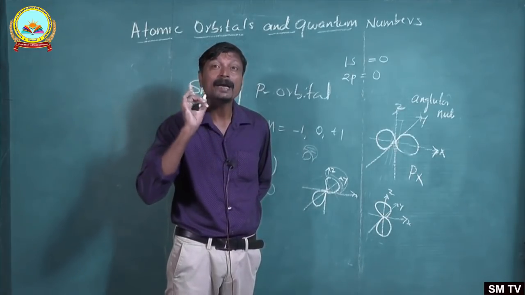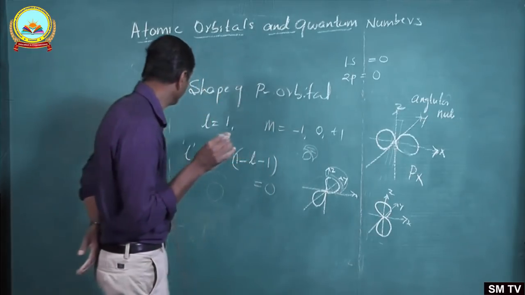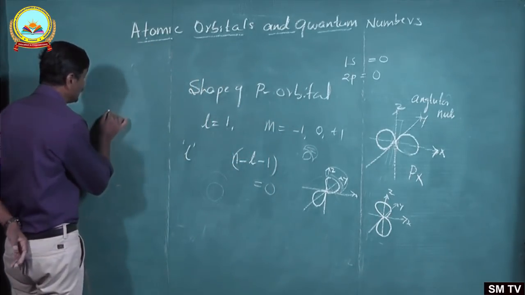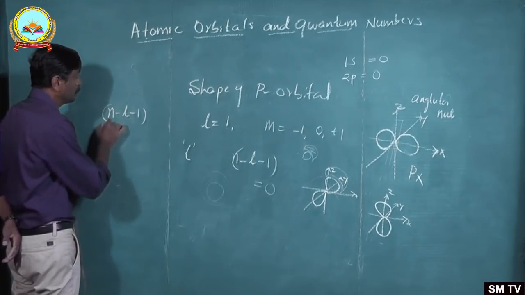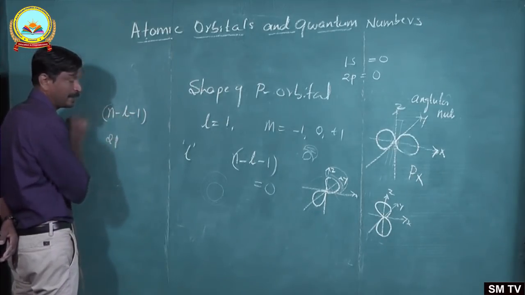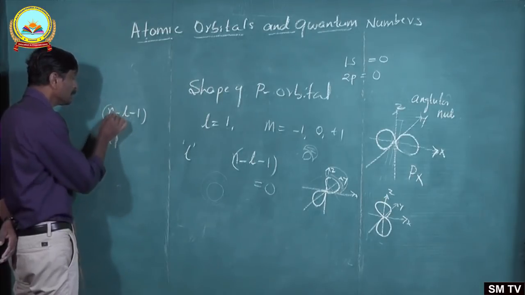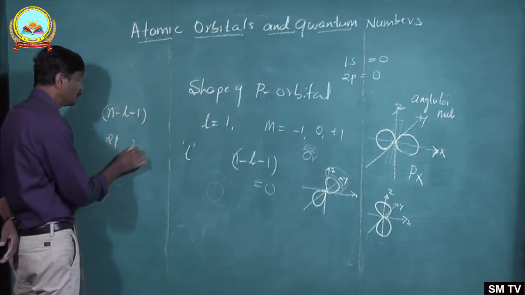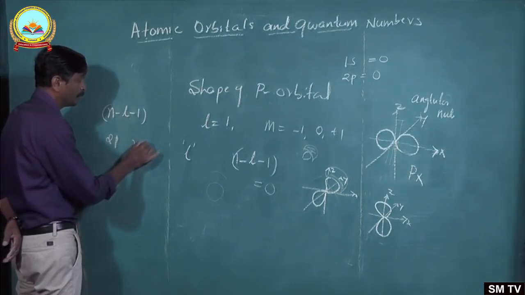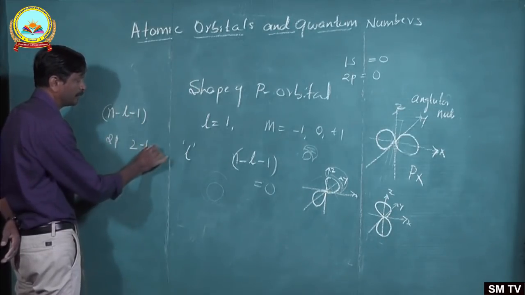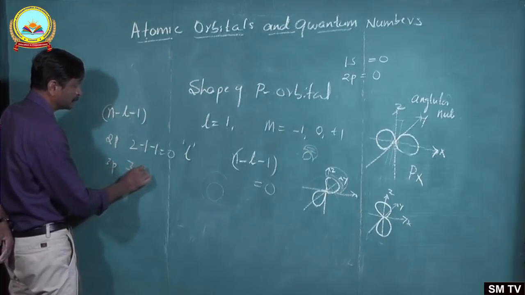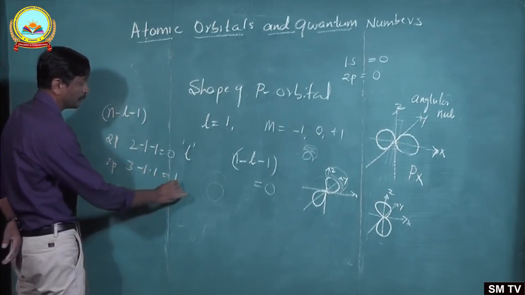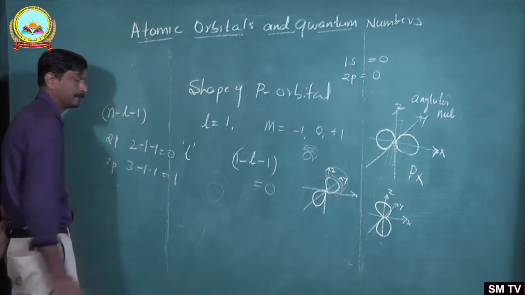3p has one radial node. How many radial nodes are there? n minus l minus 1. For 2p, n is equal to 2, l is equal to 1 for a p orbital, so 2 minus 1 minus 1 is equal to 0. For the 3p orbital, 3 minus 1 minus 1 is equal to 1.